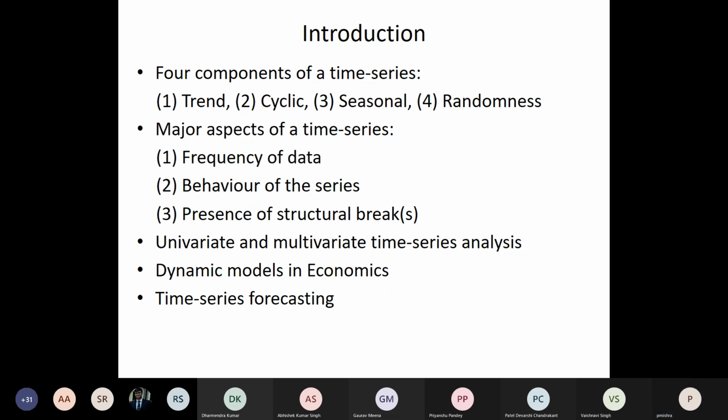Then behavior of the time series. How the variable behaves over the period of time. In many cases, we look at the short-run behavior, like the oscillations and all. And in many cases, we look at how the series behaves over a period of time, that is in the long run.